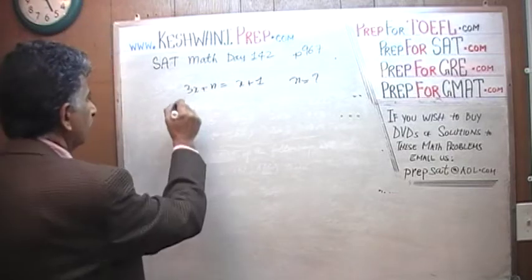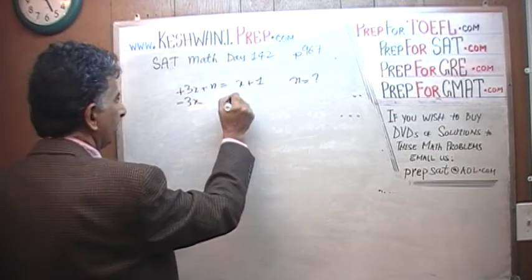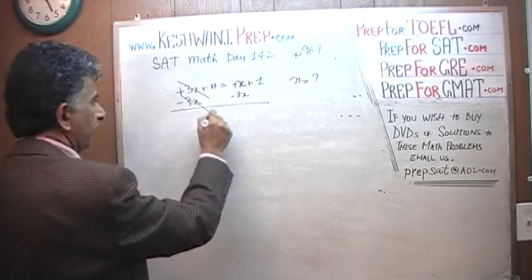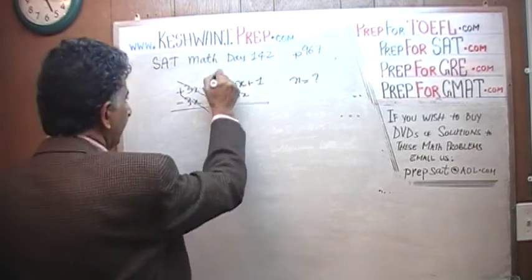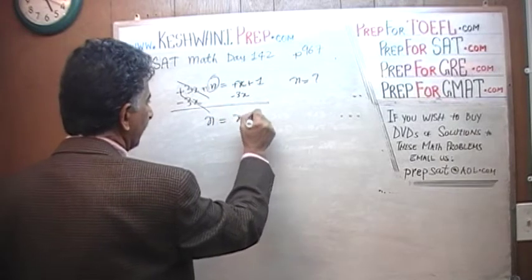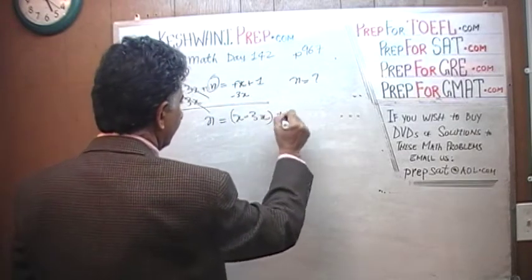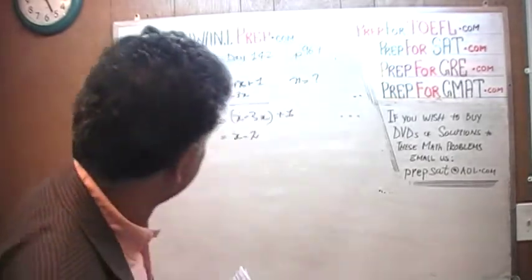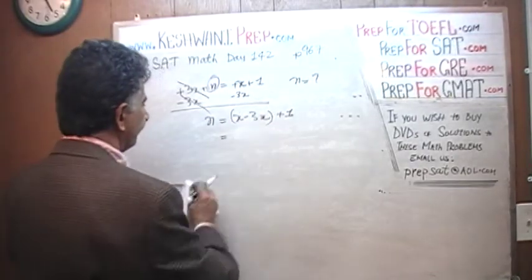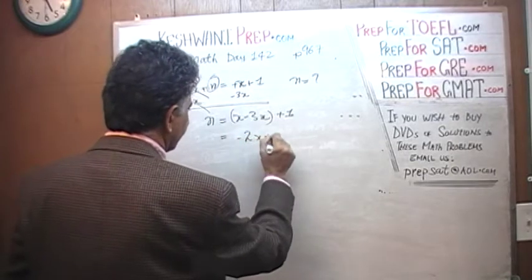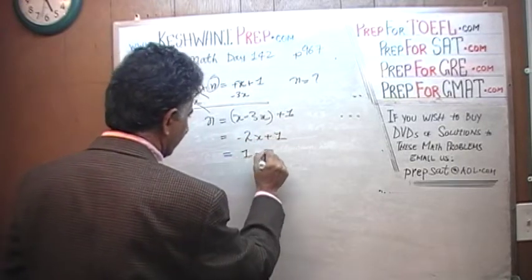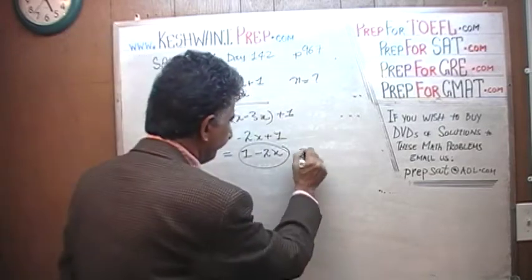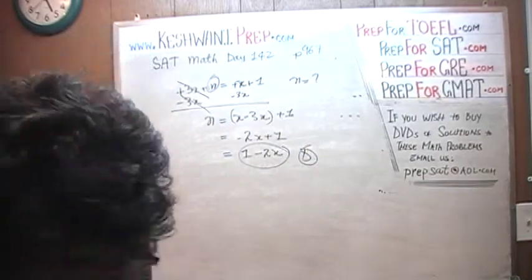So let's do it. This is 3x, so let's subtract 3x from both sides. This is a positive x. Positive 3x and negative 3x will cancel out, and n equals x minus 3x plus 1, which is the same as x minus 2, which is the same as negative 2x plus 1, which of course can be written as 1 minus 2x, and that's our answer choice D. Let's go to the next one then.